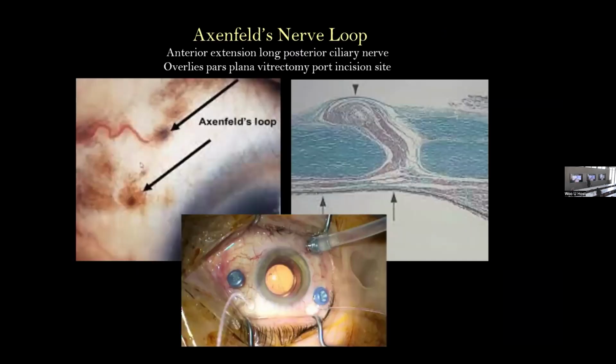And finally, straight vitrectomy, which I just talked about. How do you damage the long posterior ciliary nerve with a vitrectomy? This is a really beautiful photograph here of the long posterior ciliary nerve and the anterior extension of it to the surface, which is called Axenfeld's loop. You probably all heard that name and seen it with a little pigment around it. Well, what Axenfeld's loop is, is the anterior extension of the long posterior ciliary nerve in the front of the eye.